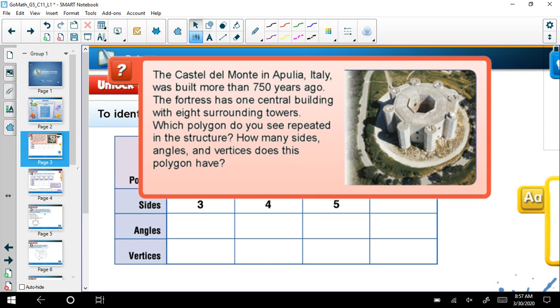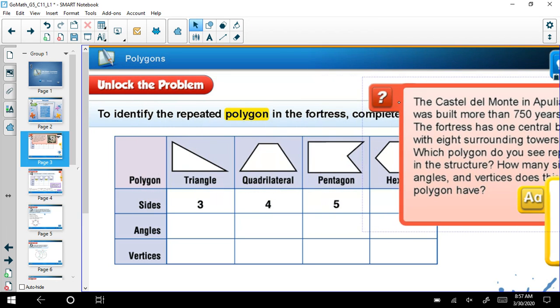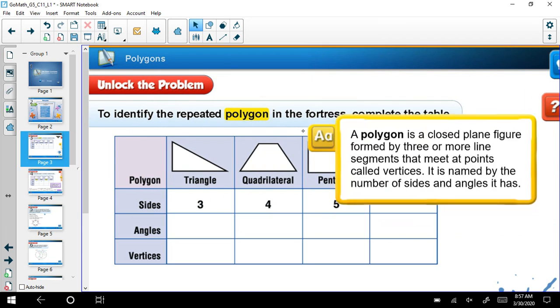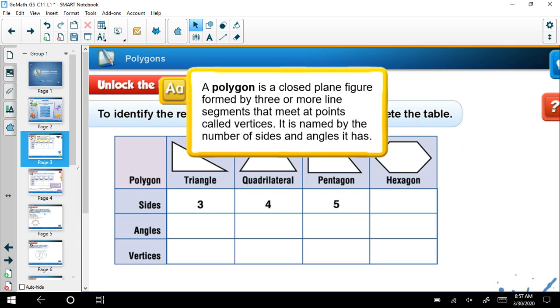So to answer this question, we have to talk about a few things. We need to talk about what is a polygon. And so we'll drag this out here. And it says here that a polygon is a closed plane figure formed by 3 or more line segments that meet at points called vertices, and it's named by the number of sides and angles that it has. So let's break this down.